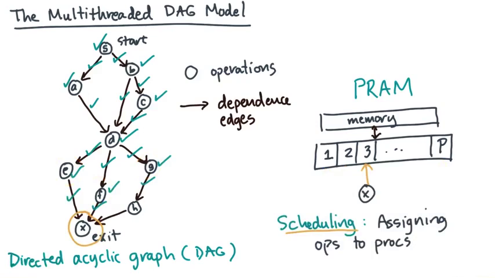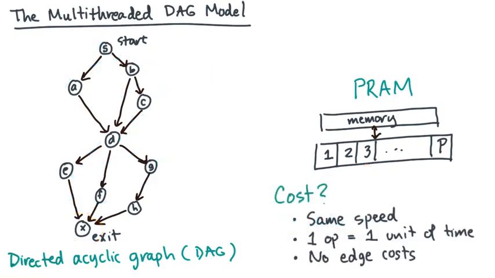Now, at every step of the computation, this problem of how to take free units of work and assign them to processors is called the scheduling problem. Scheduling is a huge topic, and you will hear more about it soon enough. Given a DAG and a PRAM, here's a question. How long will it take to run the DAG?